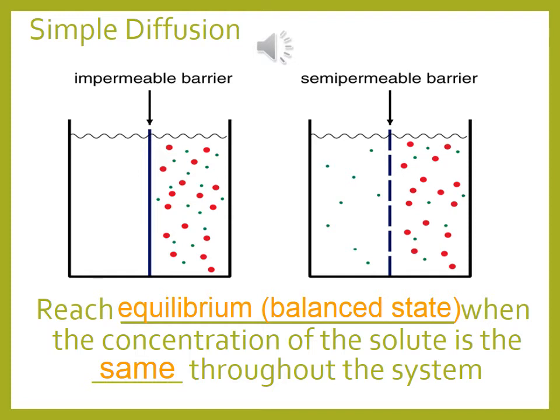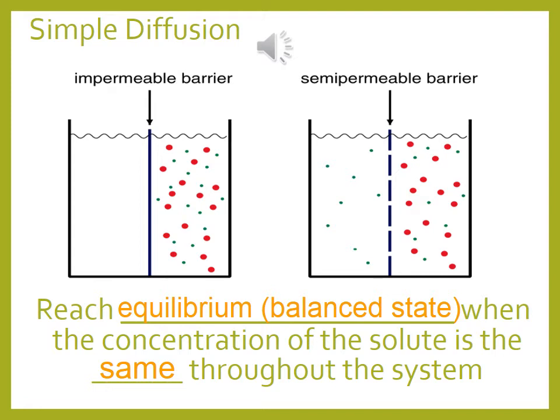So generally, we get a movement until a state of equilibrium is reached. Equilibrium is when the concentration of the solute is the same throughout the system. That's what we're looking at when we're talking about equilibrium being a balanced state.